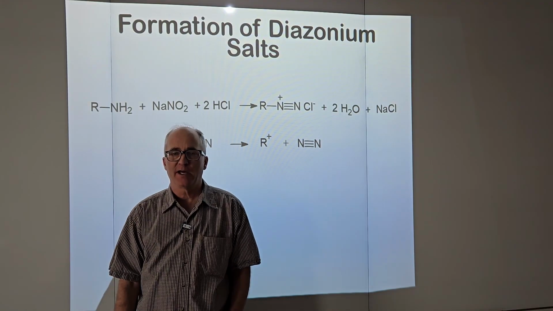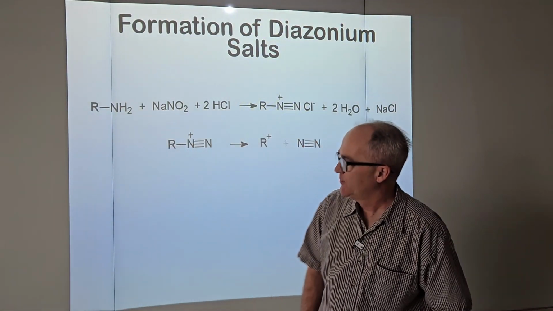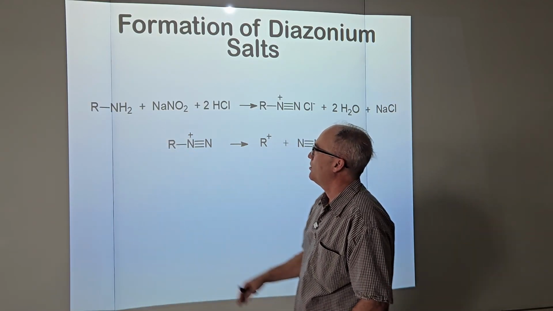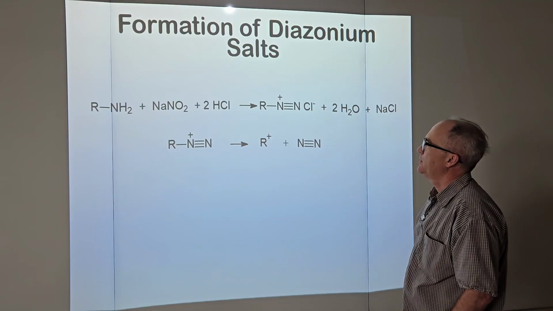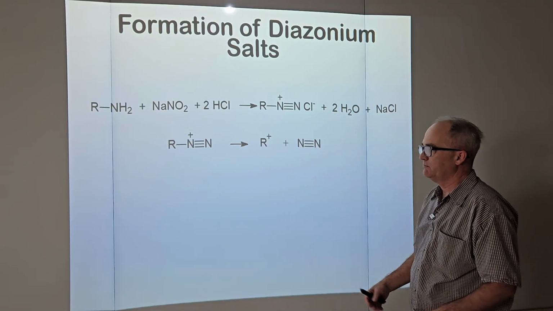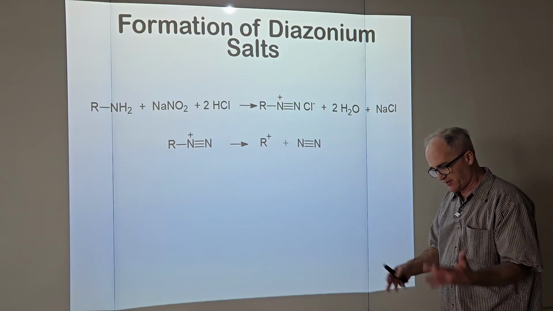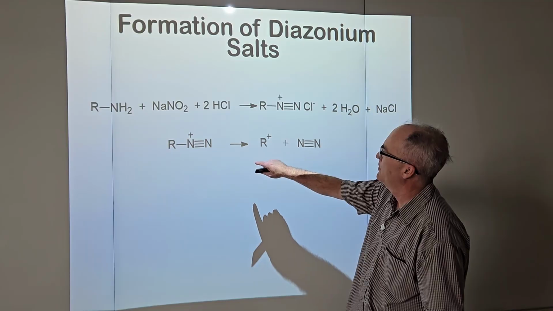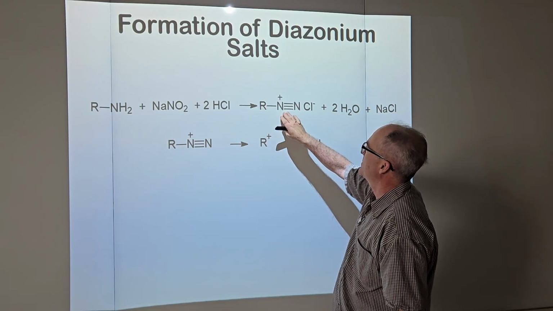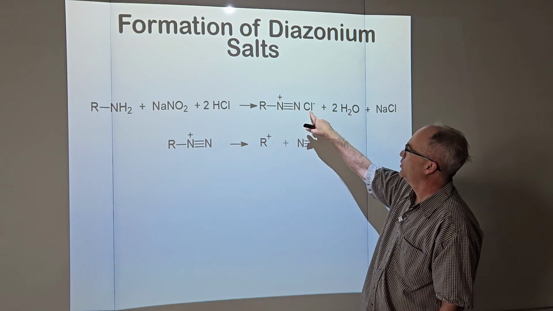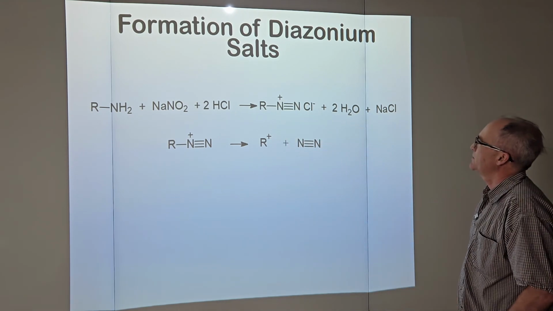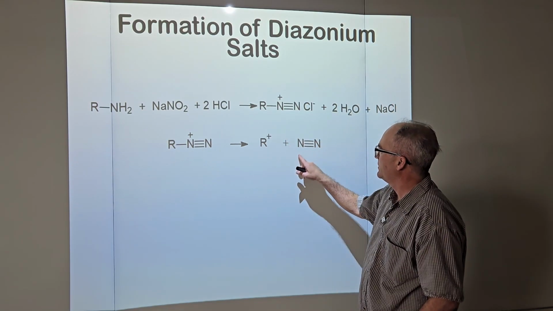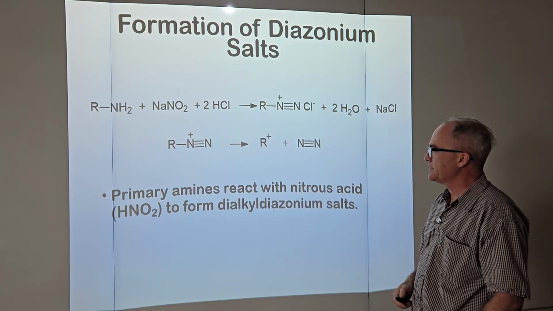So, formation of diazonium salts. Here's our alkylamine, and here's sodium nitrite and HCl, and that makes nitrous acid, but we don't keep nitrous acid in the lab. It's very reactive, and that's the whole point of it here. So we form it in the reaction flask, and it makes this triple bonded thing, and the chloride. So here's our diazonium salt. Now this thing's kind of unstable because it can react and kick out N2 gas.